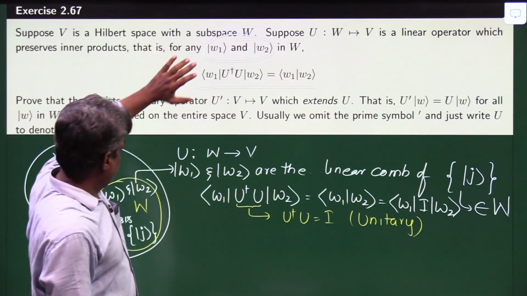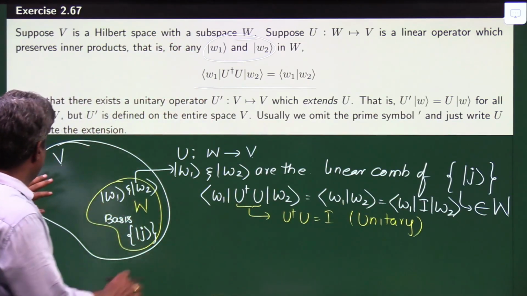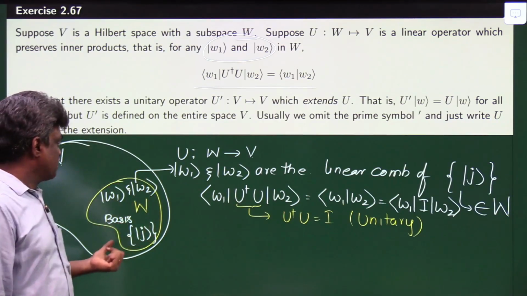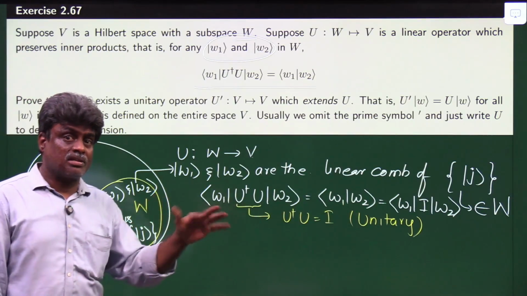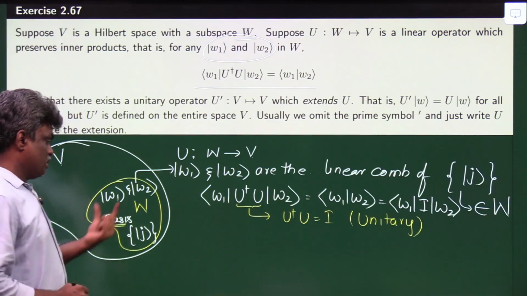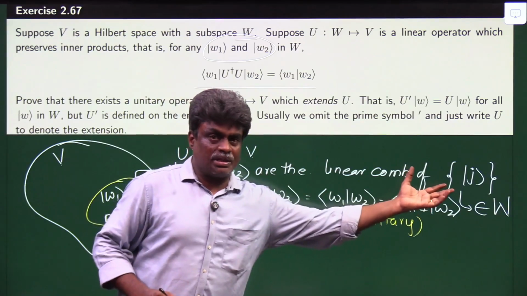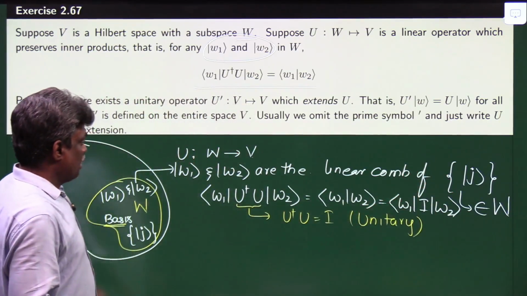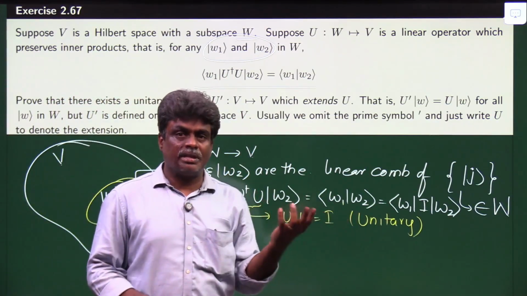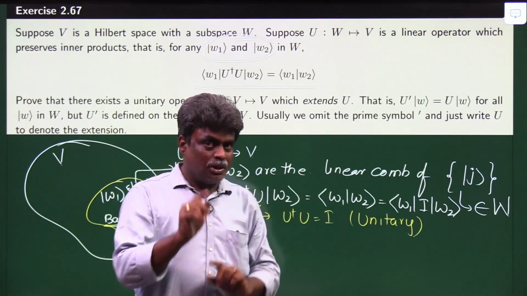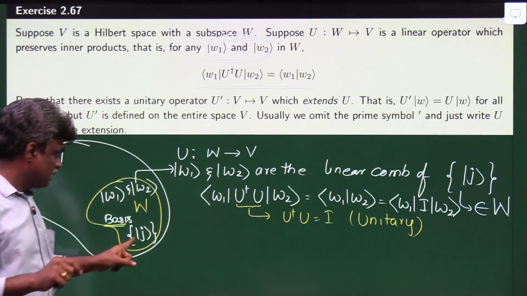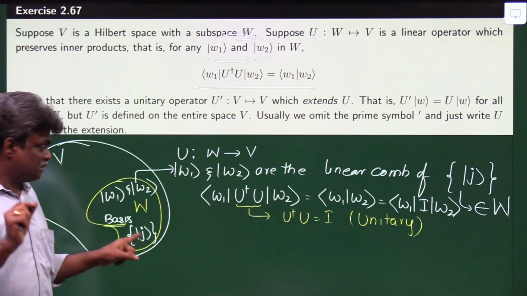So I have explained only the problem. One more time, this is the Hilbert space and W is the subspace of that, and this W contains the state vectors W1, W2. So here I define the basis. The state vectors are nothing but the linear combinations of basis states. And this is the statement given in the question, which indicates U is a unitary operator. Remember, U is the operator that operates only on the basis. Which basis? This basis. Remember this, please.